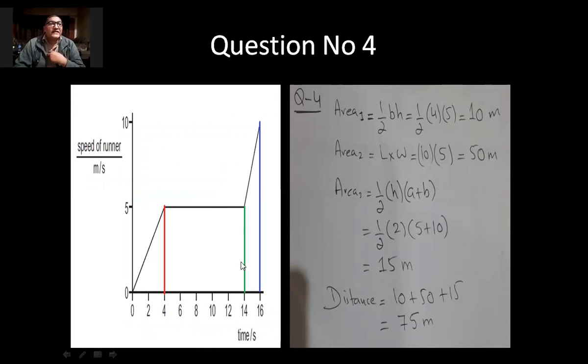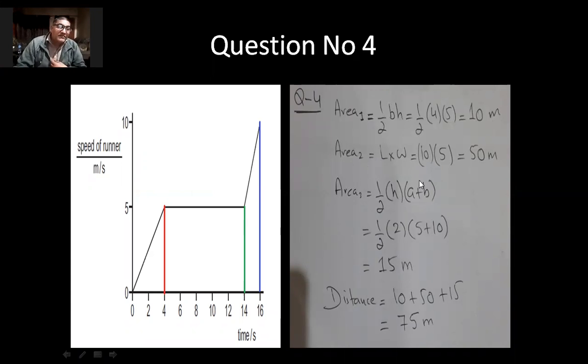So here you can see the speed-time graph, and this first portion is a triangle. The base is 4 and the height is 5. So I can find area 1: 1 by 2 into base into height, 1 by 2 into 4 into 5, and that will be 10 meters.